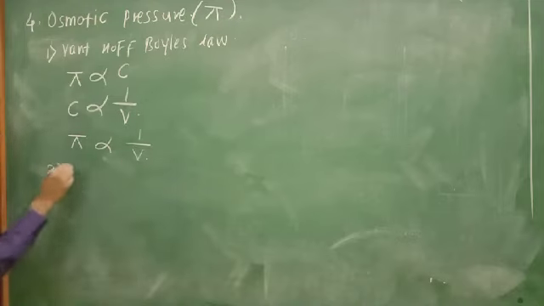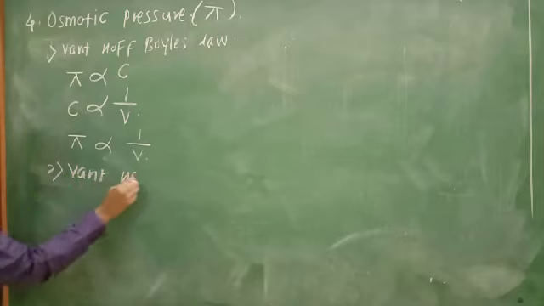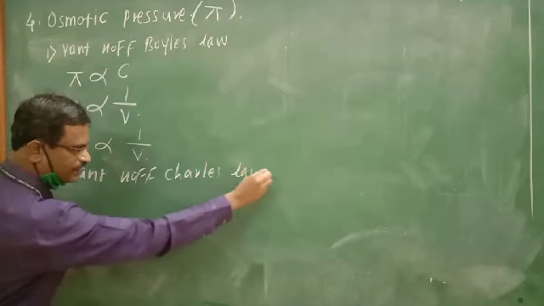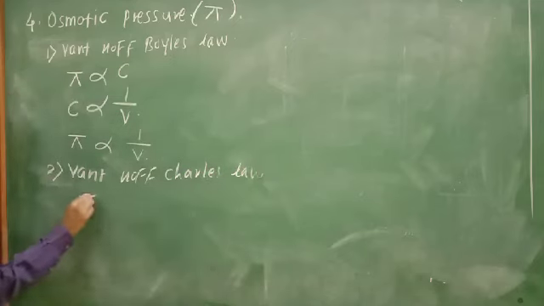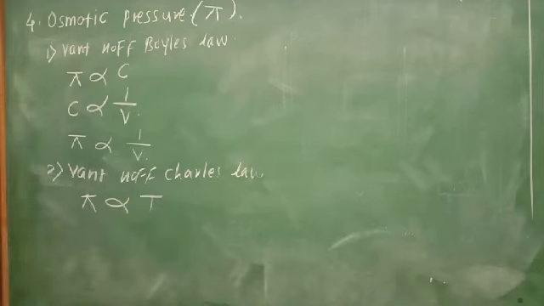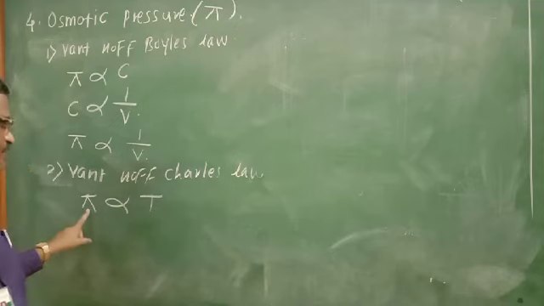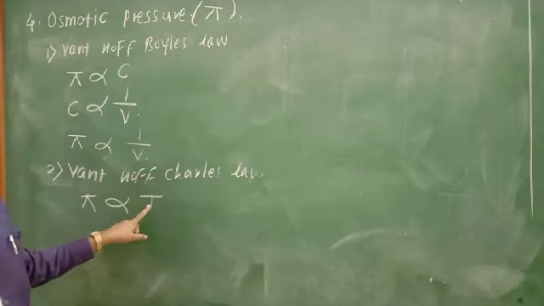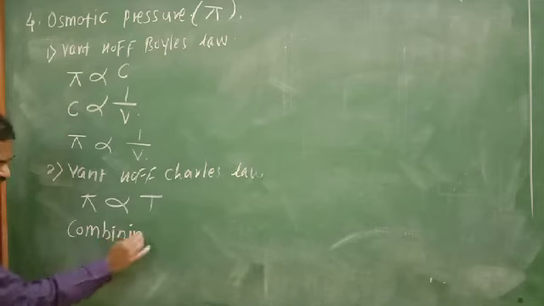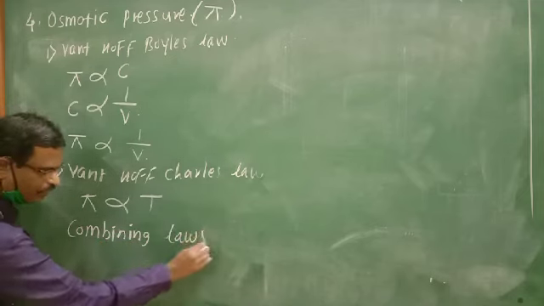The second law is the Van 't Hoff Charles law. According to Van 't Hoff Charles law, osmotic pressure pi is directly proportional to temperature at a given constant concentration. Now, combining these two laws, what can we write?